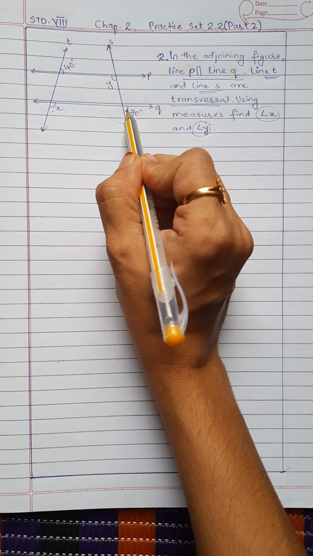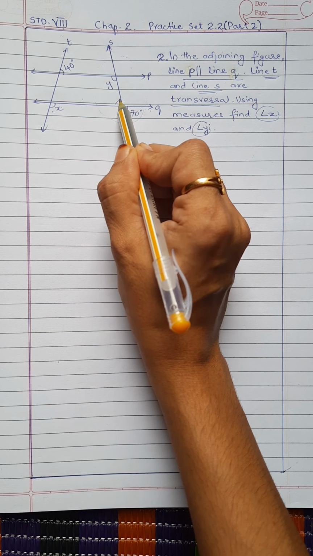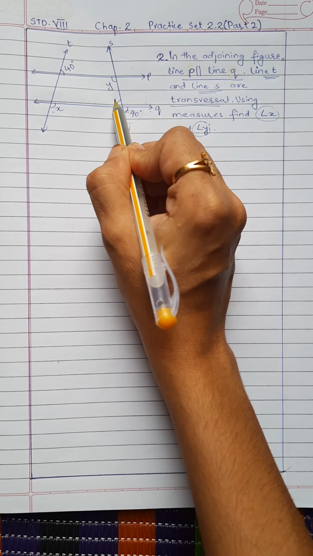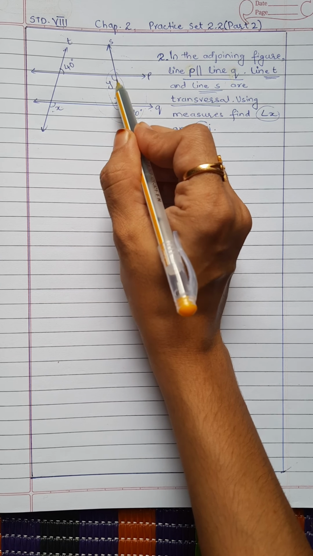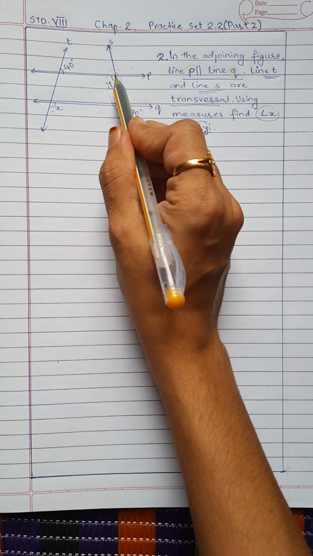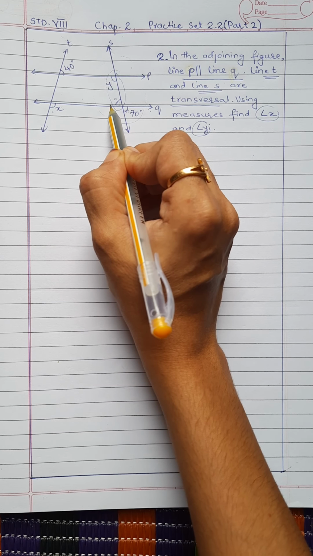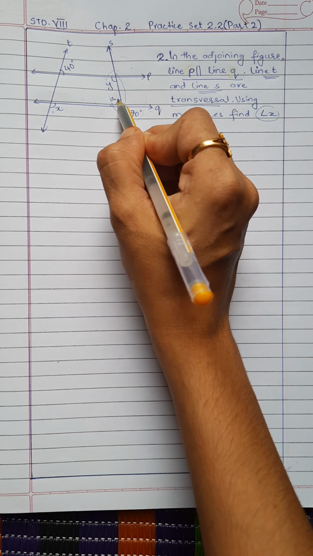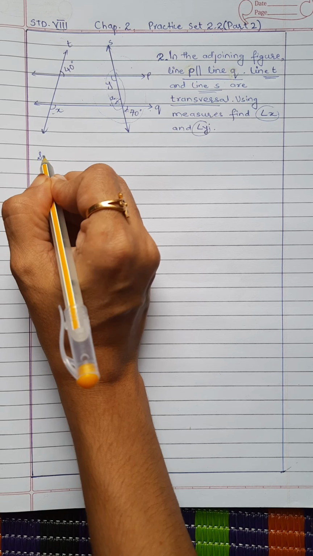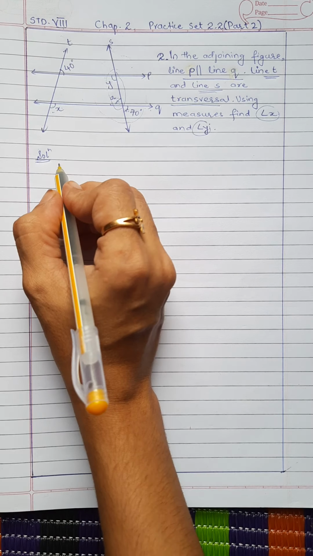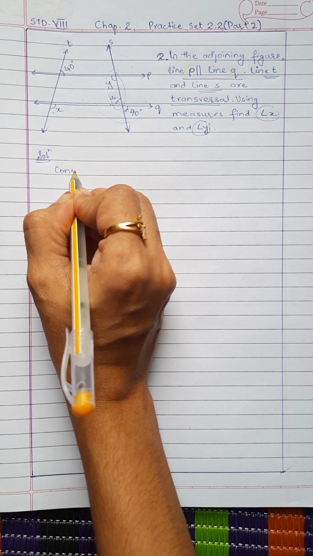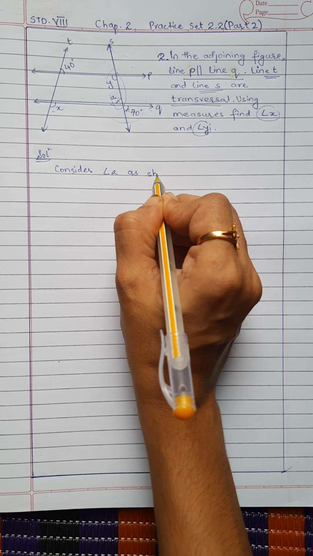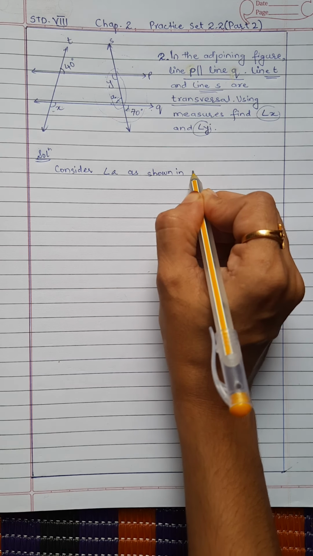We can observe this 70 degree forms vertically opposite angles here. If we get the vertically opposite angle, we can easily find the measure of angle Y as it forms an interior angle with it. Okay, so let's name it as angle A. Whatever we have named, we will write in our solution. Consider angle A as shown in the figure.